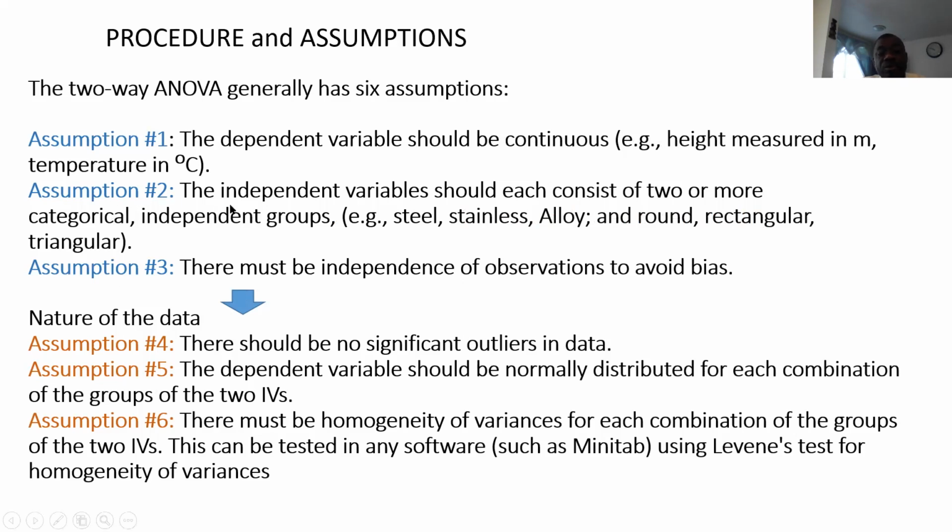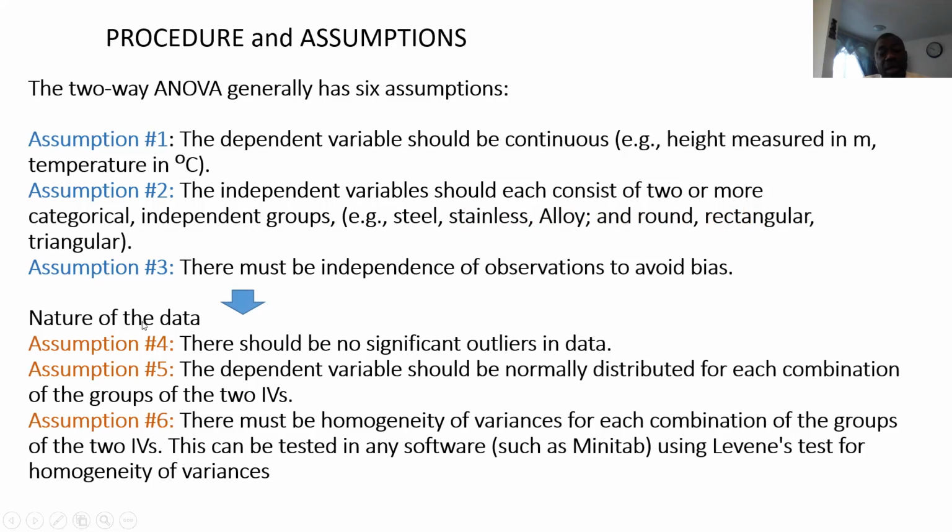And then the second assumption will be the independent variables should each consist of 2 or more categorical groups, like we have seen steel, stainless, alloy. And from the shape, we have seen the round, rectangular, and triangular. The third assumption will be the independence of the observations. Independence would avoid bias. We need all data to be randomly distributed.